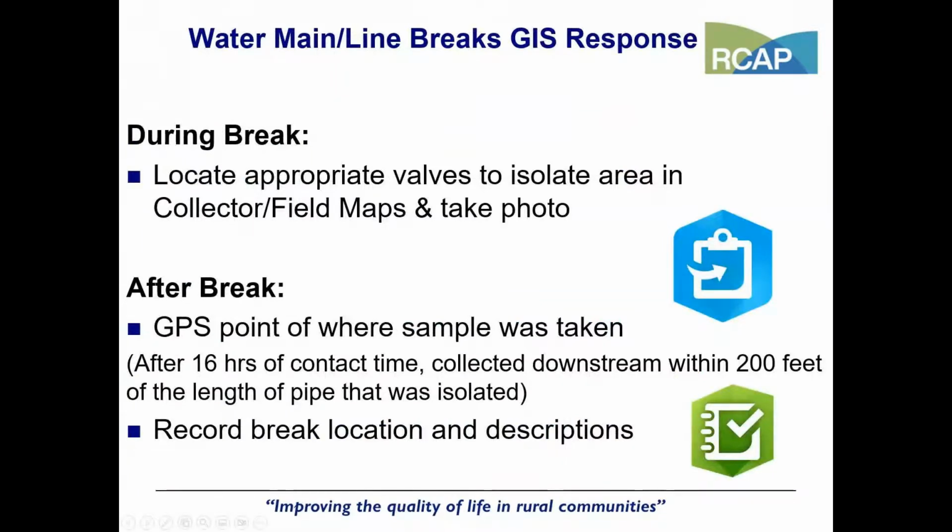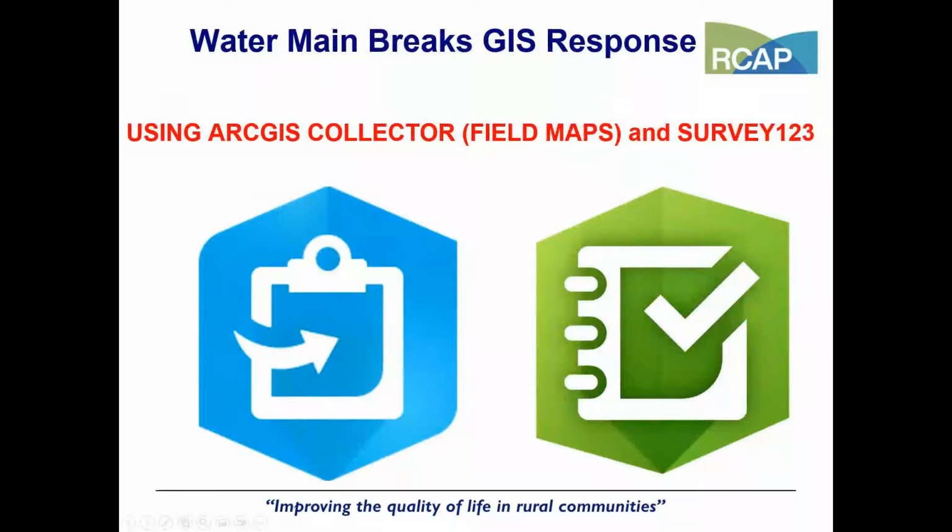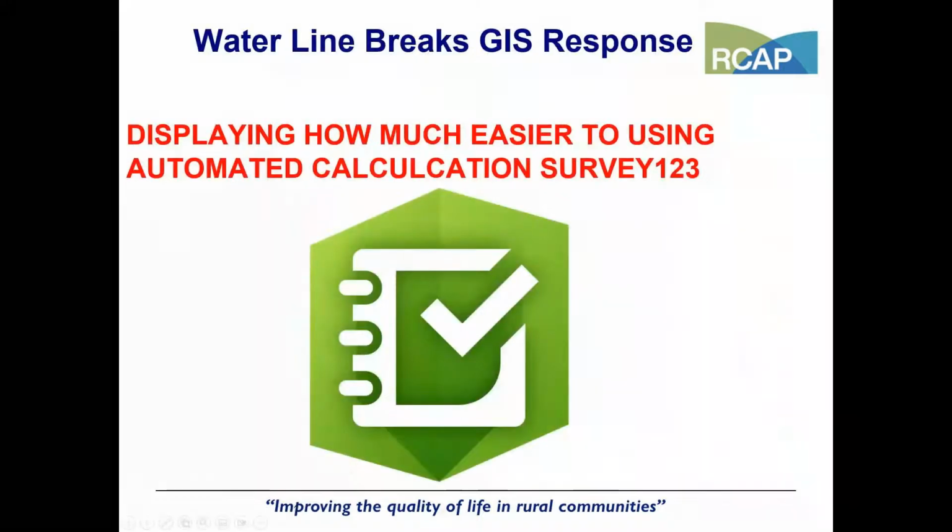So during the break, we'll want to locate the appropriate valves to isolate, so we can use field maps to do that. And then we'll use the survey to record the break. Then after, which I have separated right now as a sample survey, but I'm looking to combine that with the water break form so you can record the sample right then and there in the same form. I don't know if you guys have feedback on that, if you would prefer having it in one form or two separate. The nice thing about having it separate though is having those sample points stacked on their own layer, just like an asset.